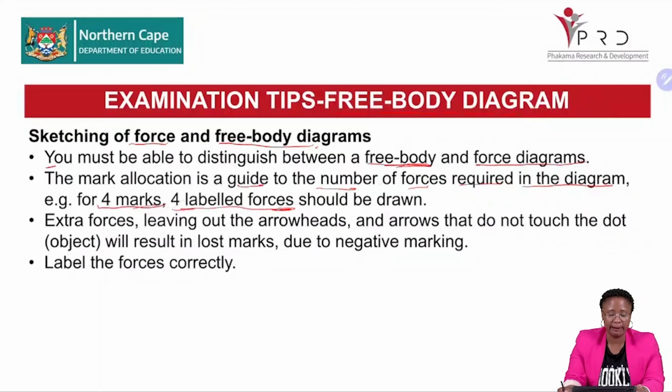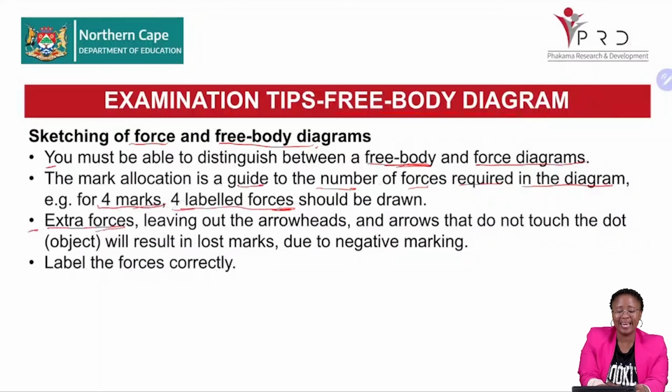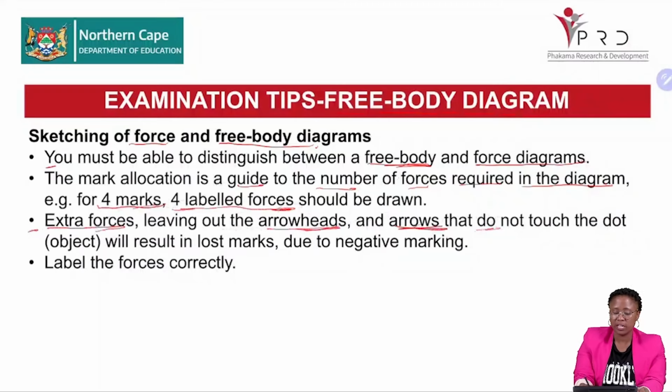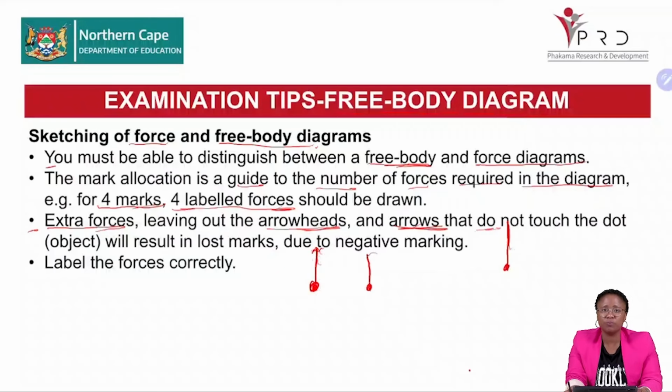Now, another tip I want to give you is that if you add any extra forces, or you are leaving out some of the arrowheads, or your arrows don't touch the line as you are drawing your free body diagram. So let me just make an example. If you are drawing your free body diagram like this, as you can see, this is just a straight line. It doesn't have any arrowhead. So the moment there's no arrowhead and it's just a line like that, just know that you will be penalized for that.